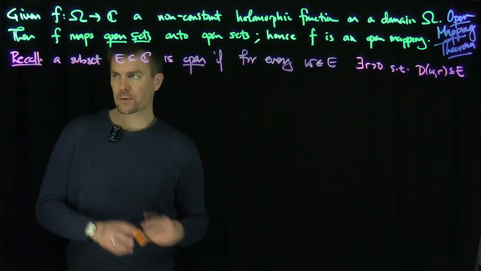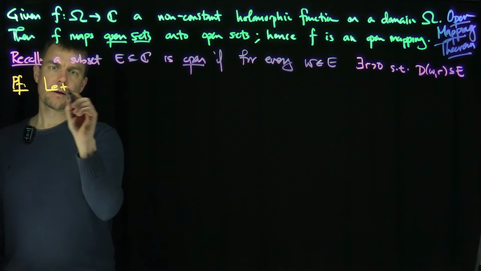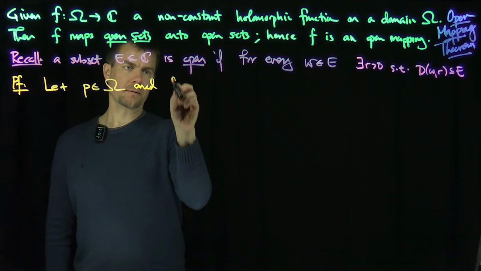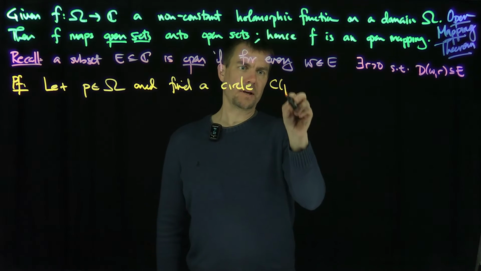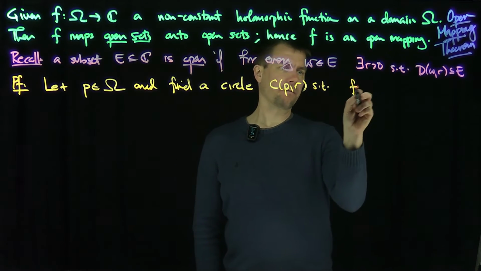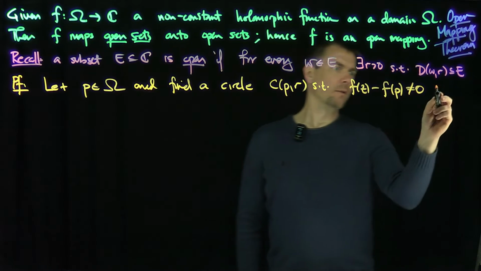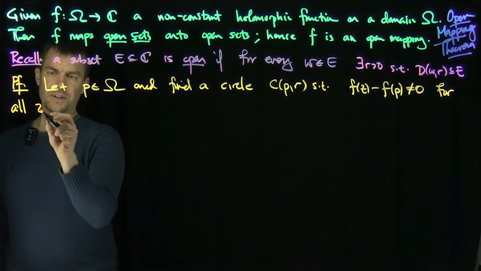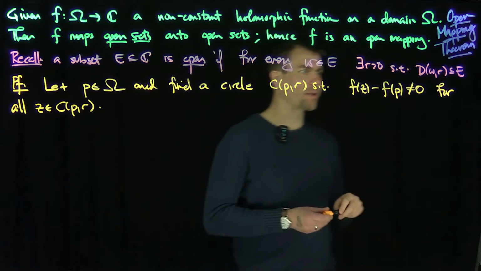And so here's how the proof goes. So here's the idea of the proof. Let p be a point in omega and find a circle C_{p,r}, such that f(z) minus f(p) is not equal to 0 for all z in C_{p,r}. Now you might say, how can I do that? How can I make sure that this is possible?